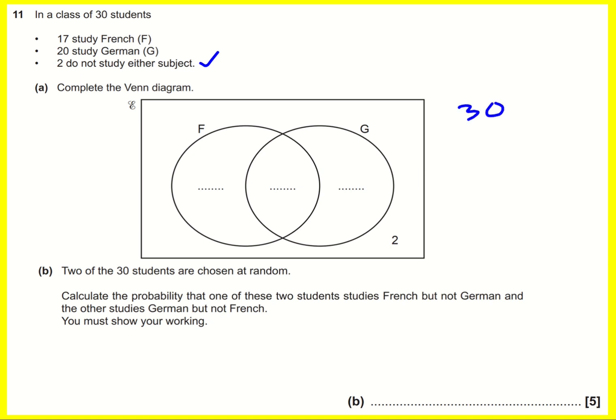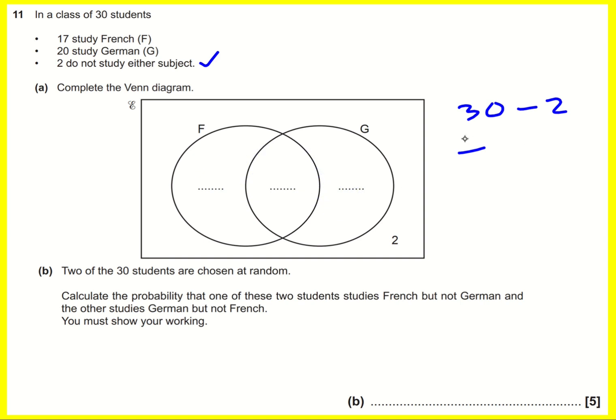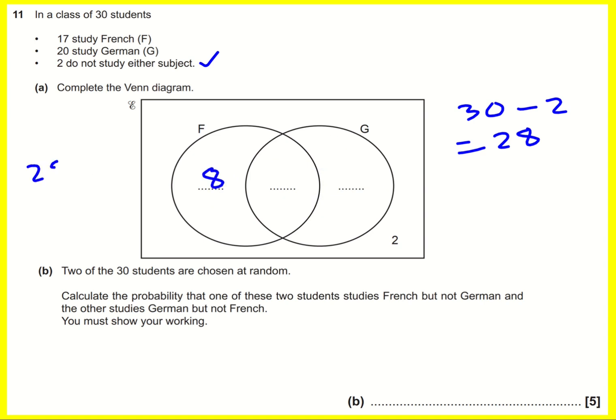So we can see that the bit here is going to be worth 28. And I can use that to help me work out what goes in there. Because we've just said for German it's 20, so all of this is 20, and if the full amount is 28, that's going to mean that this here is 8, because I've just done 28 minus 20. I've subtracted the people studying German.